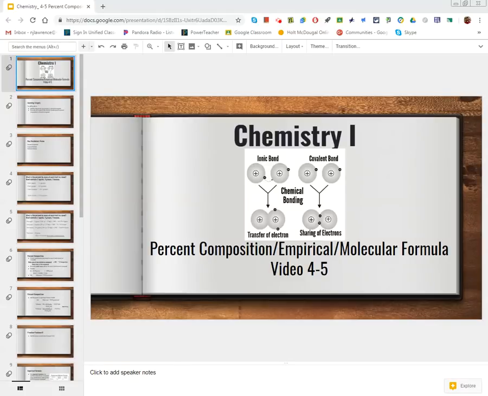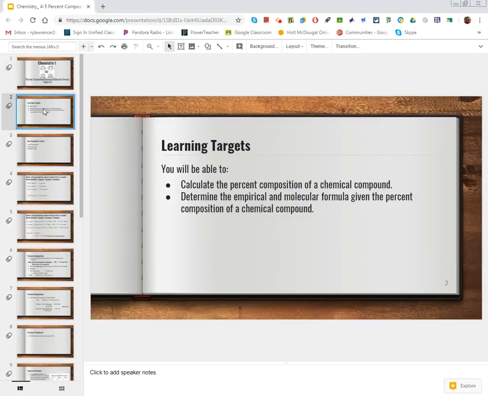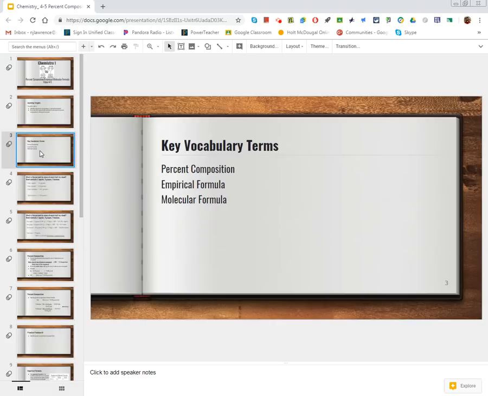Welcome to video 4.5, covering percent composition, empirical formula, and molecular formula. This video is going to help you calculate the percent composition of a chemical compound. Then this video will also show you how to determine the empirical and molecular formula given the percent composition of a chemical compound. So the vocabulary terms here are percent composition, empirical formula, and molecular formula.